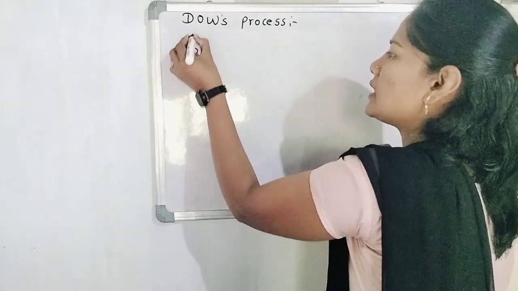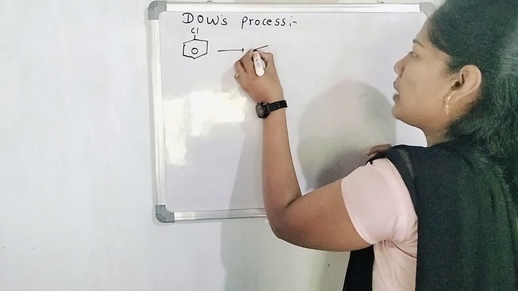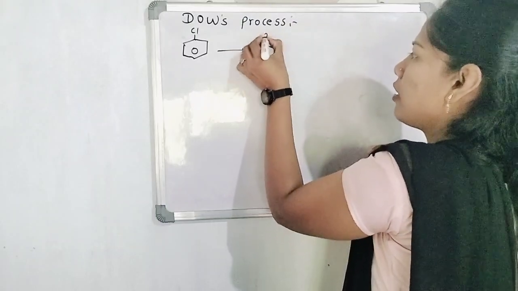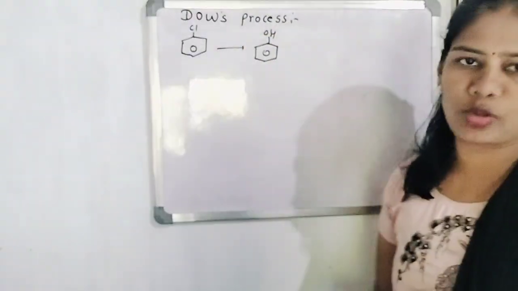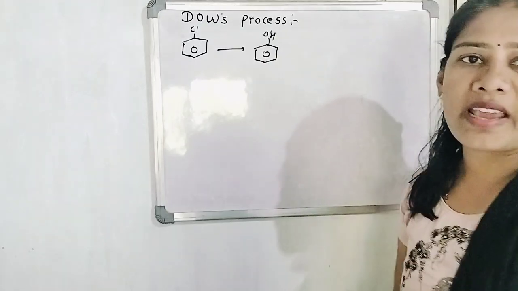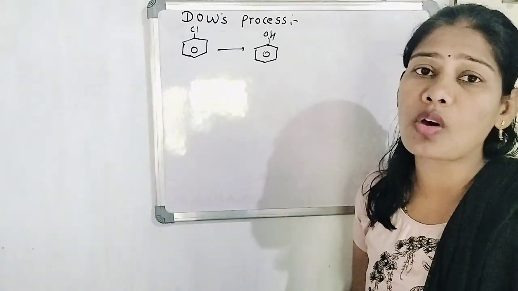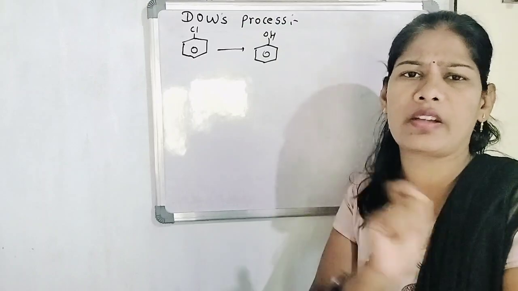Chlorobenzene means what? Benzene containing Cl. By using it, we prepare what here? Phenol. Okay, so what happens in this reaction? See, this reaction is carried out at very high temperature as well as very high pressure.